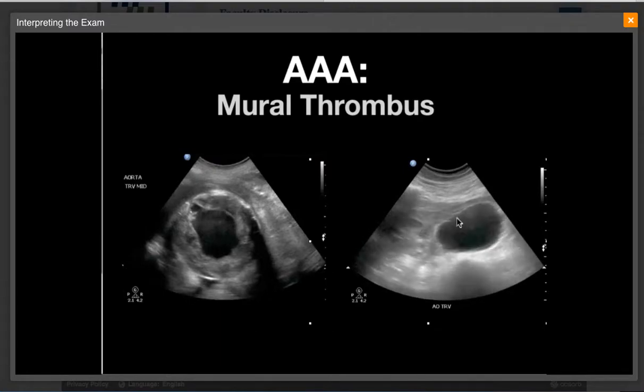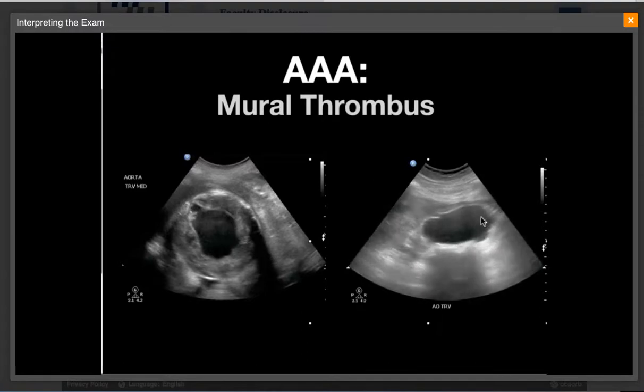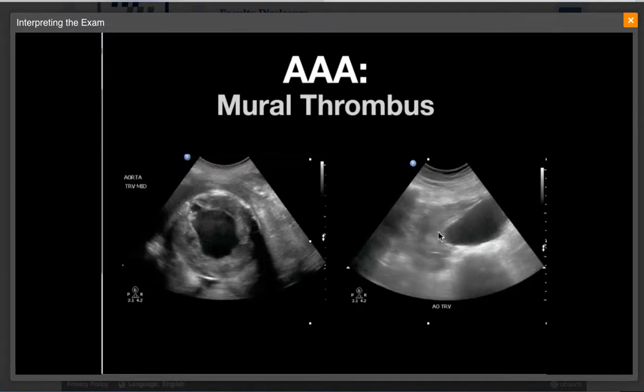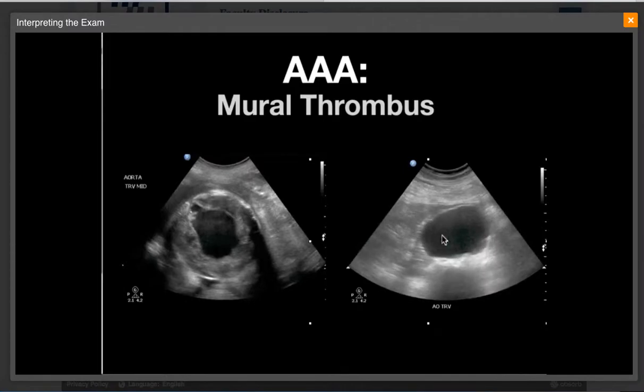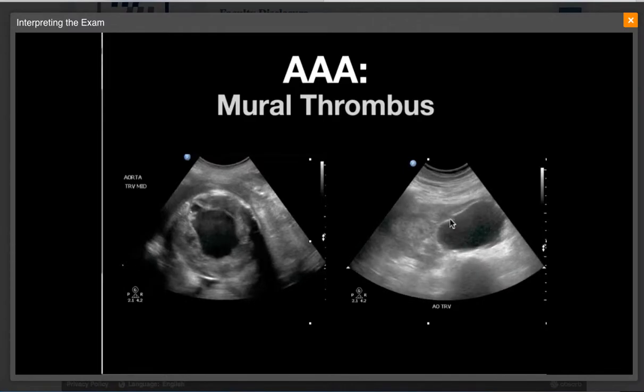If you take a look at this patient on the right here, even though there's very little mural thrombus present, this patient was found to have a ruptured AAA. There was a crack in the parietal lumen present right here, and this was a very large amount of retroperitoneal hematoma. So the amount of mural thrombus present cannot be used to risk assess the patient.